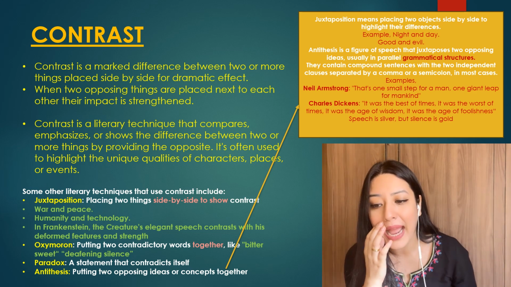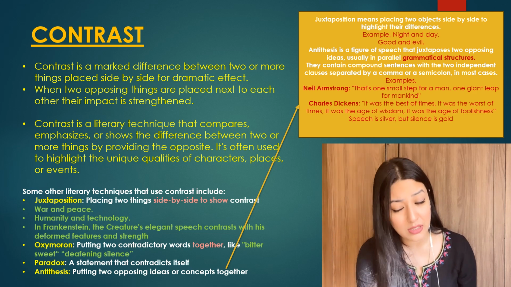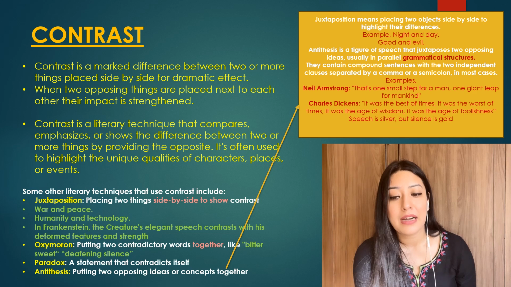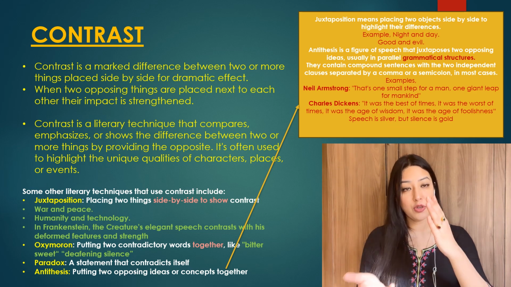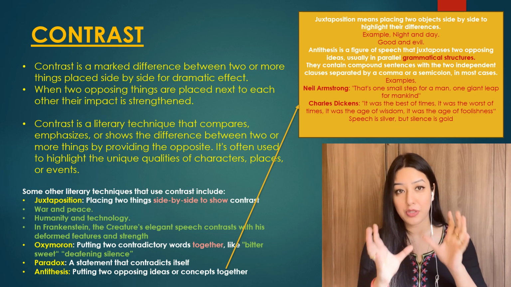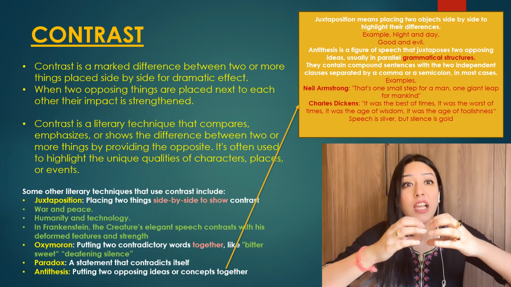Now, I'll just say antithesis is a figure of speech that juxtaposes two opposing ideas, usually in parallel grammatical structures. So, juxtaposition is that you put two separate ideas together. Antithesis is also like juxtaposition, but it's a grammatical structure.